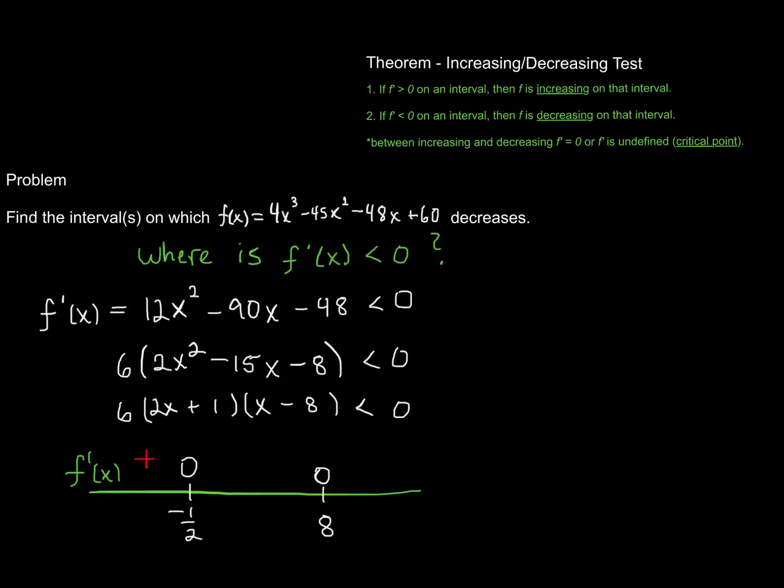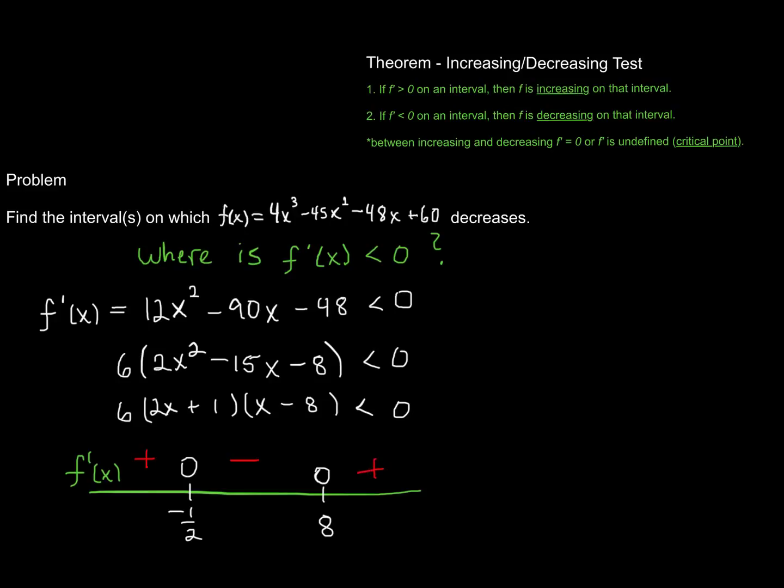In between -1/2 and 8, and whenever I can use 0, I would like to use 0. It's the easiest. So 0 plus 1 is 1. 0 minus 8 is -8. That will make it a negative. Then picking a number in this interval over here, perhaps 10. 2 times 10 plus 1 is positive. 10 minus 8 is positive. And so I have positive.